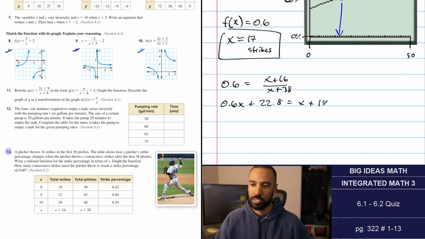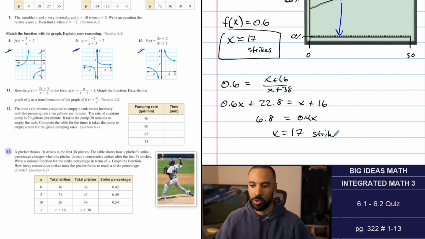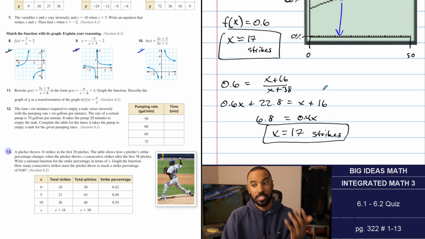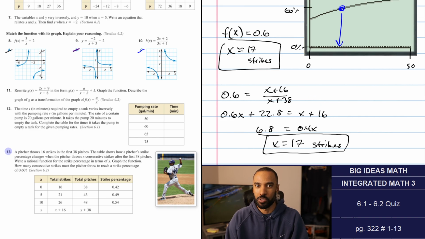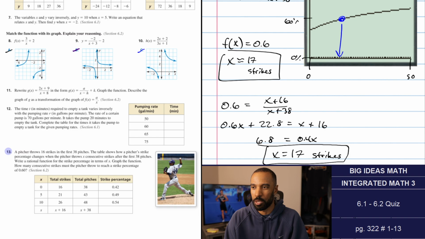equals x plus 16. If we subtract 0.6x, we get 0.4x. If we subtract 16, we get 6.8. Divide by 0.4, that's x equals 17. So 17 strikes gets you a 60%. And that's what you need to climb up to. That's a lot. Throwing 17 strikes in a row is a lot, which just goes to show how low their strike percentage truly was from before.